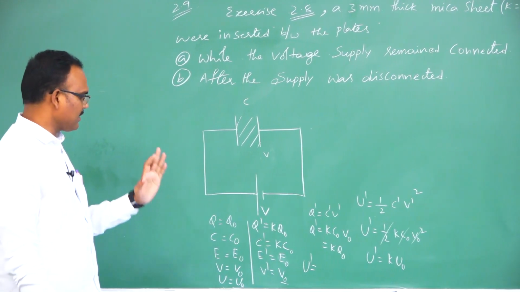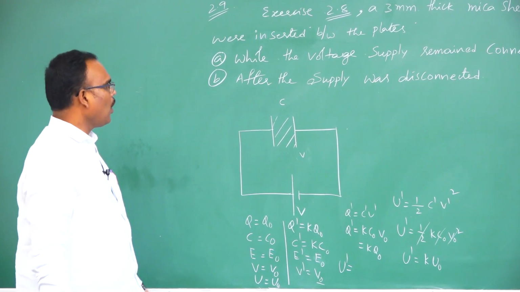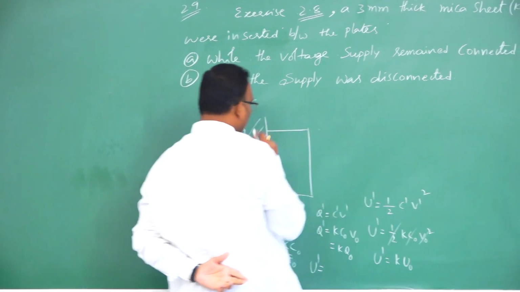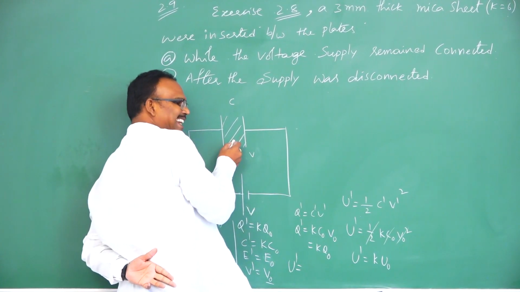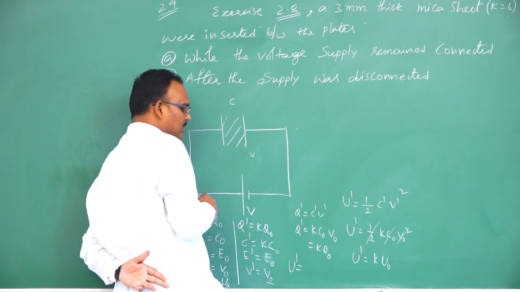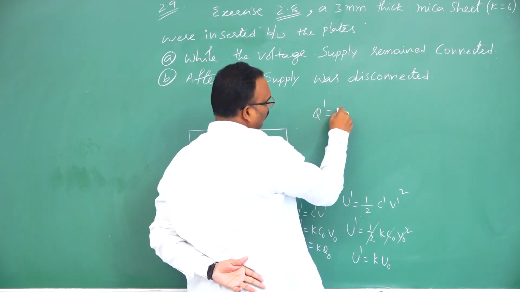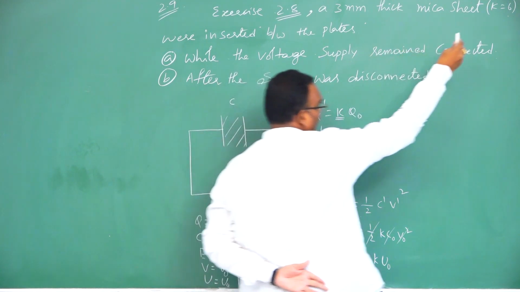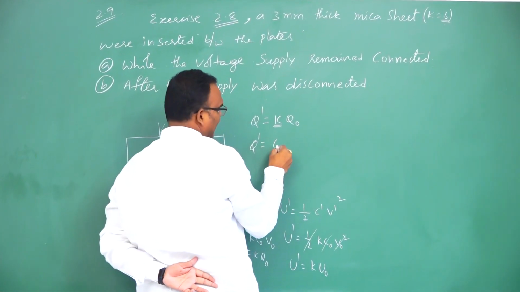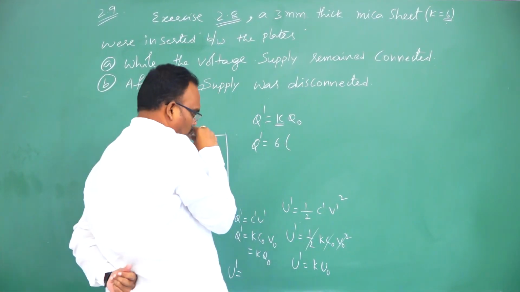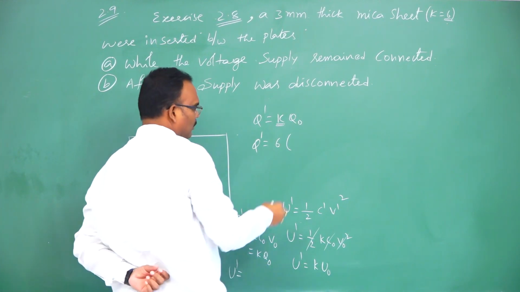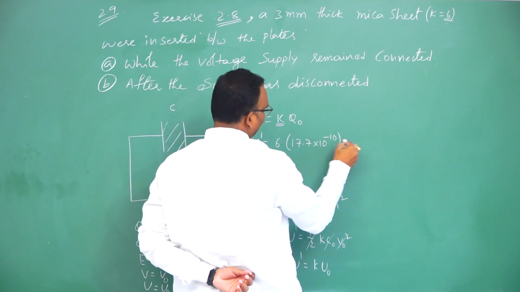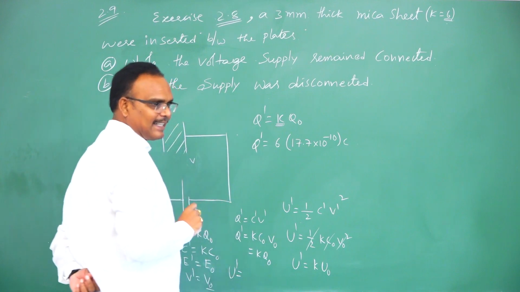Increases by K times. This is important. So we can calculate comfortably what is the final charge. Final charge on the capacitor when the battery is still connected and a dielectric slab is introduced: Q dash is equal to KQ naught. Here K is for the mica sheet, whose dielectric constant is 6. So it is 6 times the previous charge. The previous charge we got was 7.7 into 10 to the power of minus 10 coulomb. If we multiply, you will get this answer.